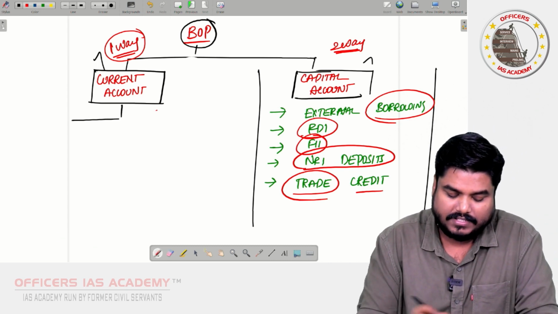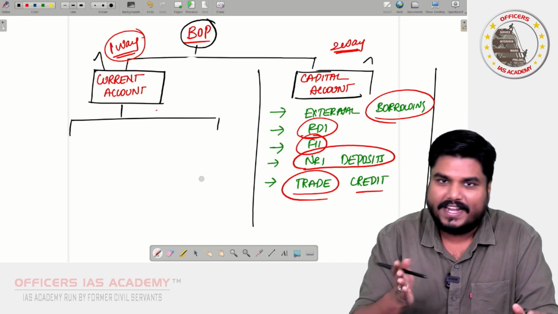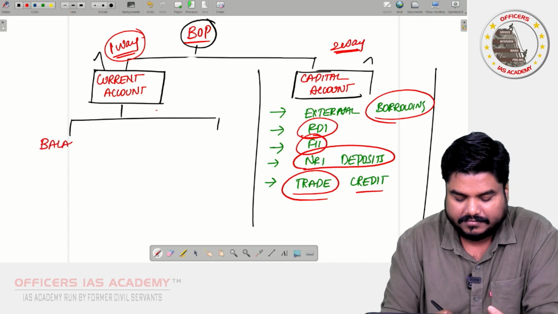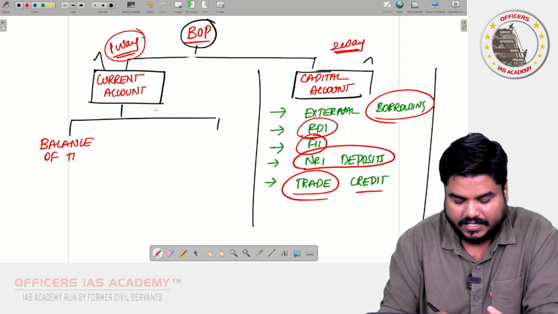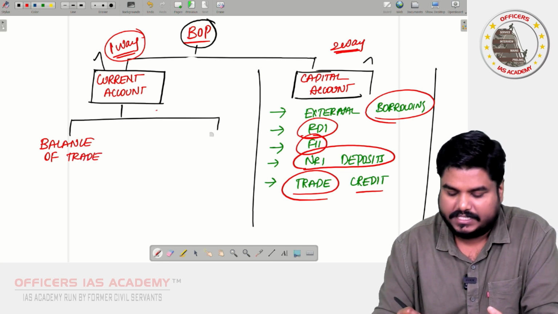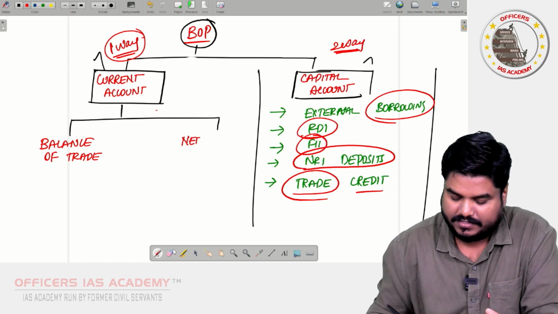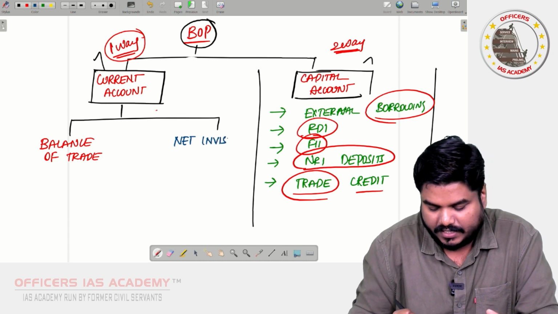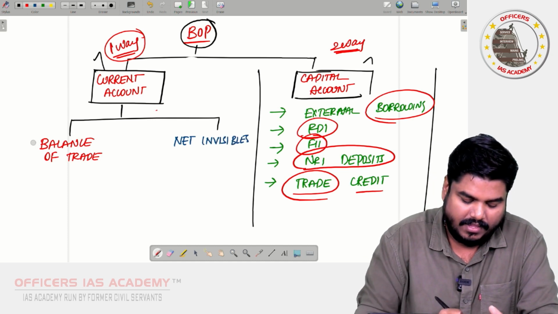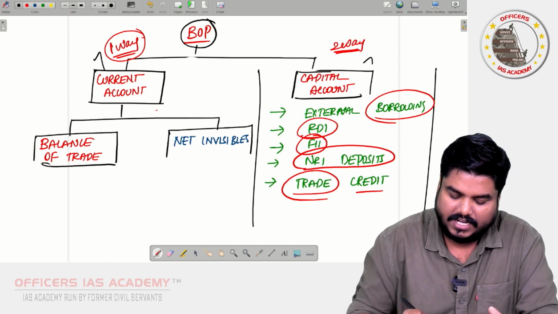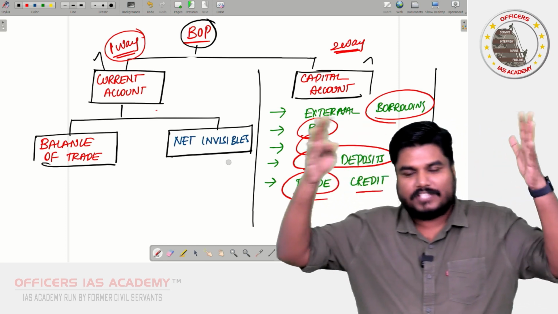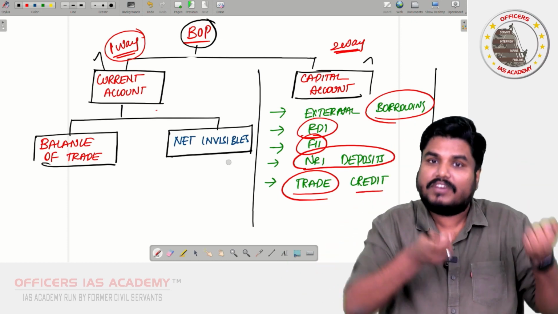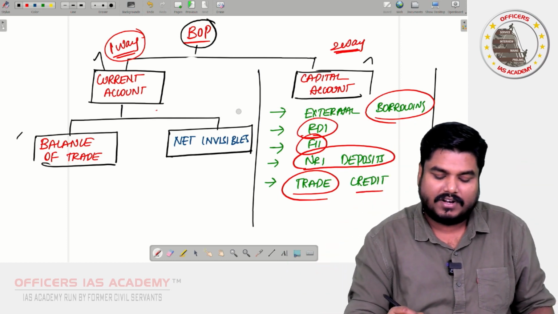Now what I am going to do is redraw this current account into two headings further. In the first heading, I am writing balance of trade. Second partition, I am writing net invisibles. So what I am doing, this current account I am dividing into two subheadings. Balance of payment is a very big account. I am dividing it into two accounts, current account and capital account. Current account I am further dividing into two accounts. One is called balance of trade, another one is called net invisibles.